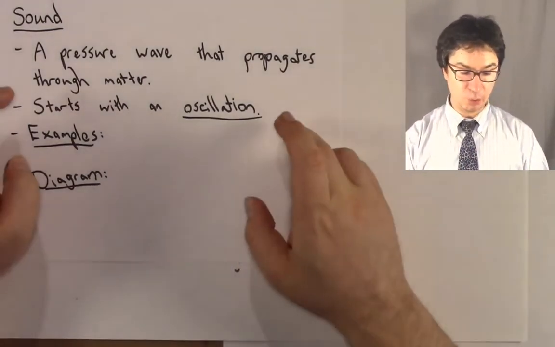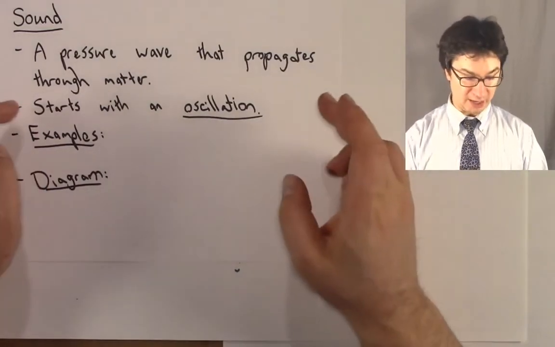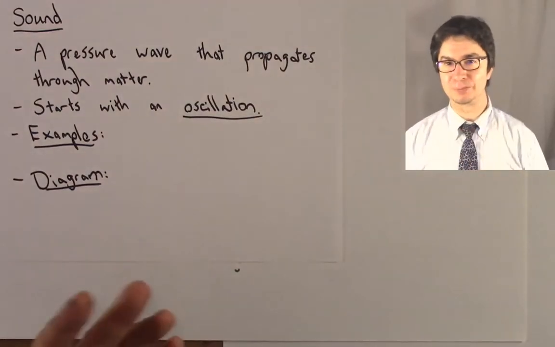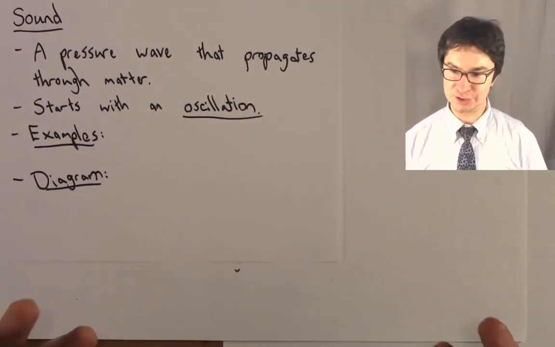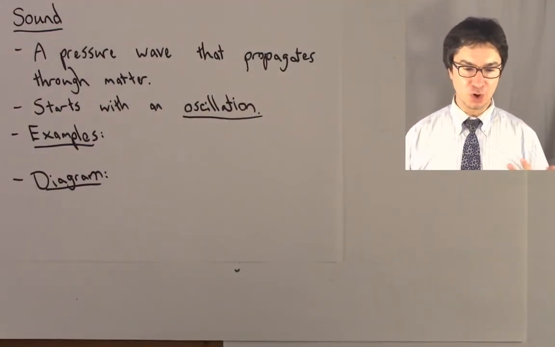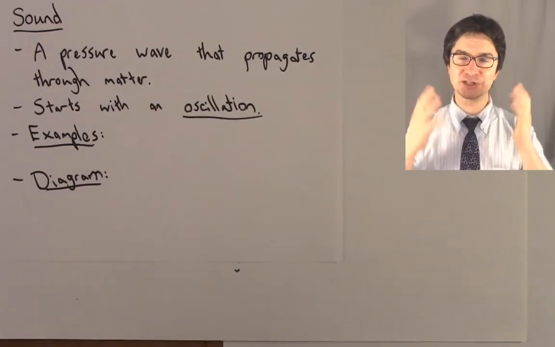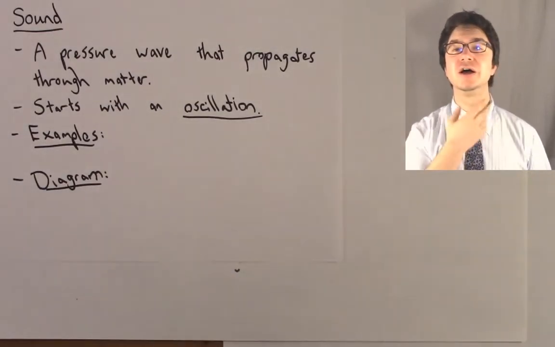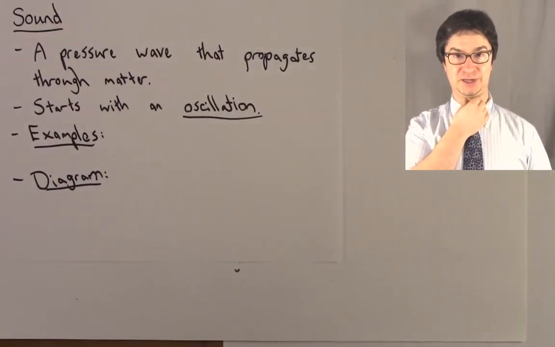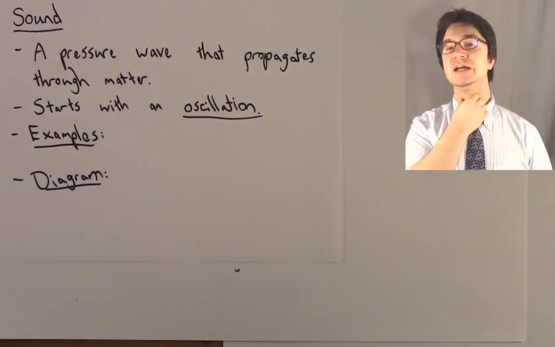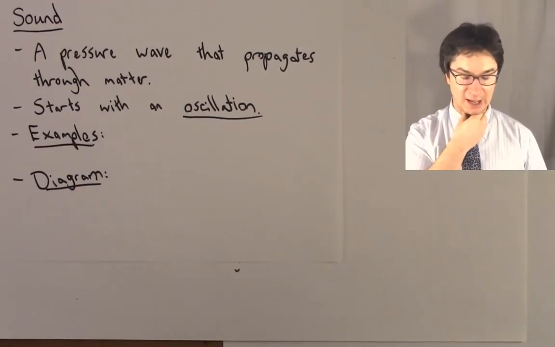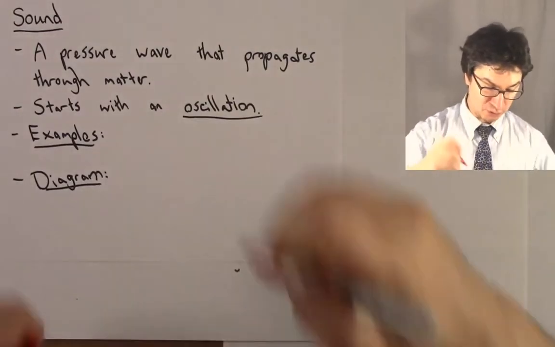And just like with all waves, sound starts with an oscillation. So right now, you are hearing the sound of my voice. And my question to you is, what's oscillating? What's oscillating to produce the sound? Well, a couple of things are oscillating. First of all, my vocal cords are oscillating. When you speak or you sing, feel your vocal cords. They're literally oscillating back and forth. So let's write that down. Examples would be vocal cords.